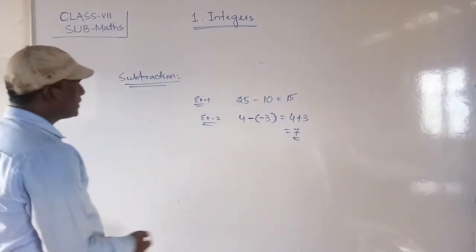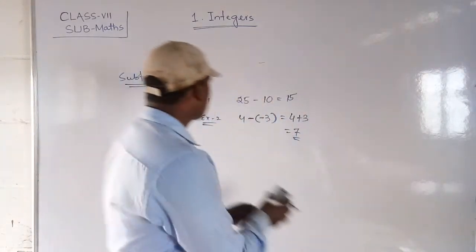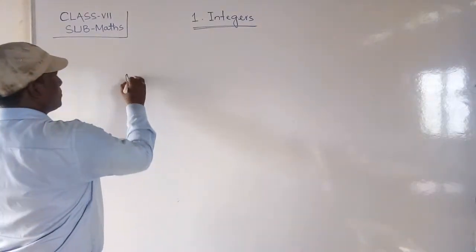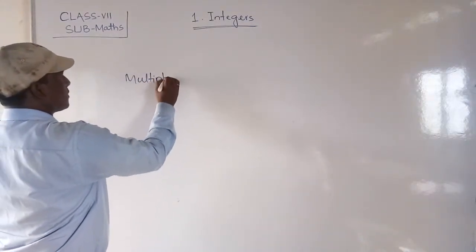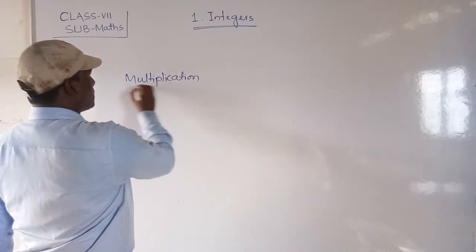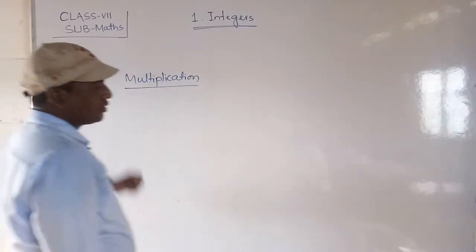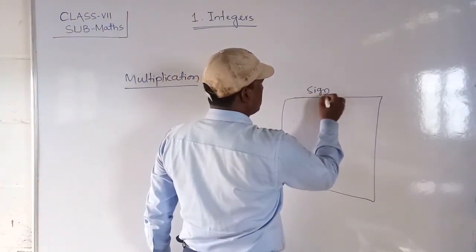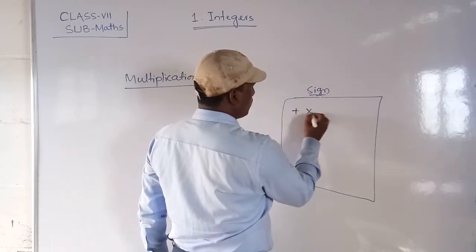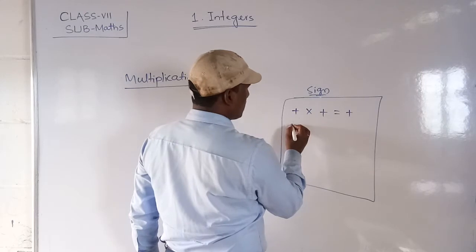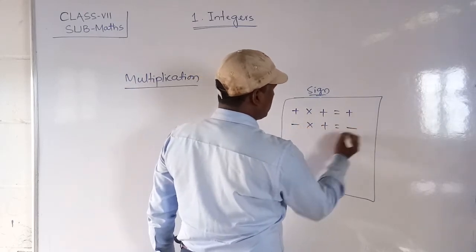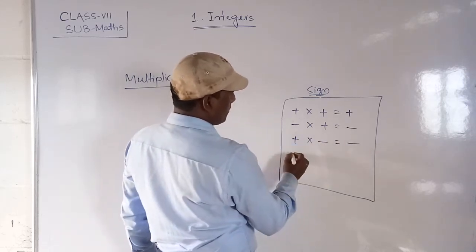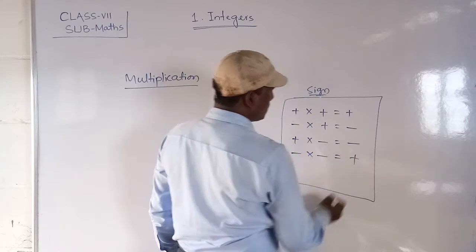Okay. Similarly, friends, we can take multiplication. So what do you mean by multiplication, friends? Students, the multiplication sign, what is that? You should remember this formula also, the sign convention: plus into plus is equal to plus, minus into plus is equal to minus, plus into minus is equal to minus, minus into minus is equal to plus. You should remember this.